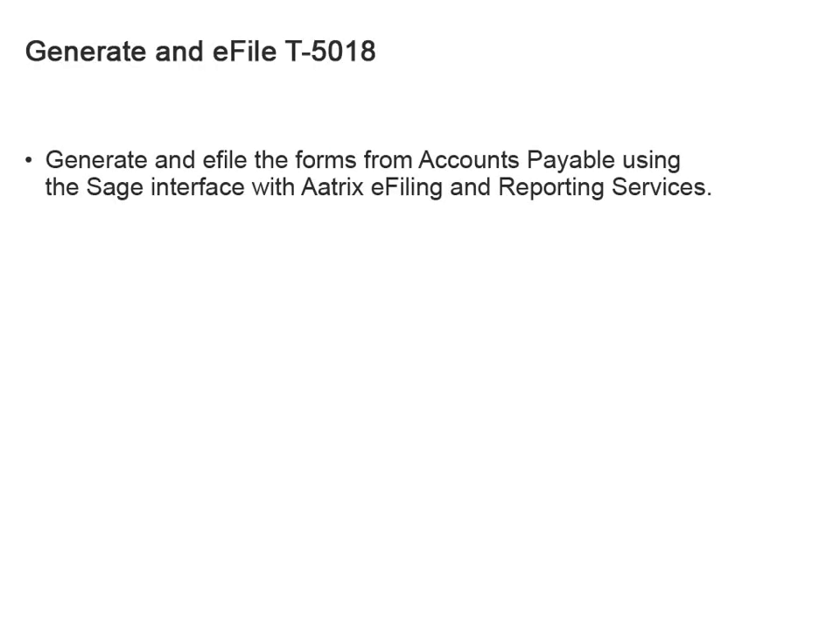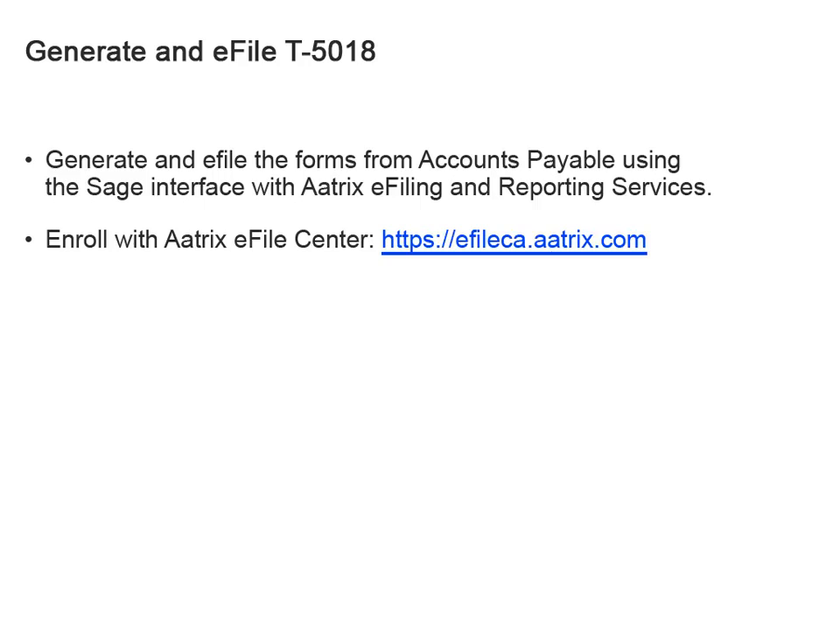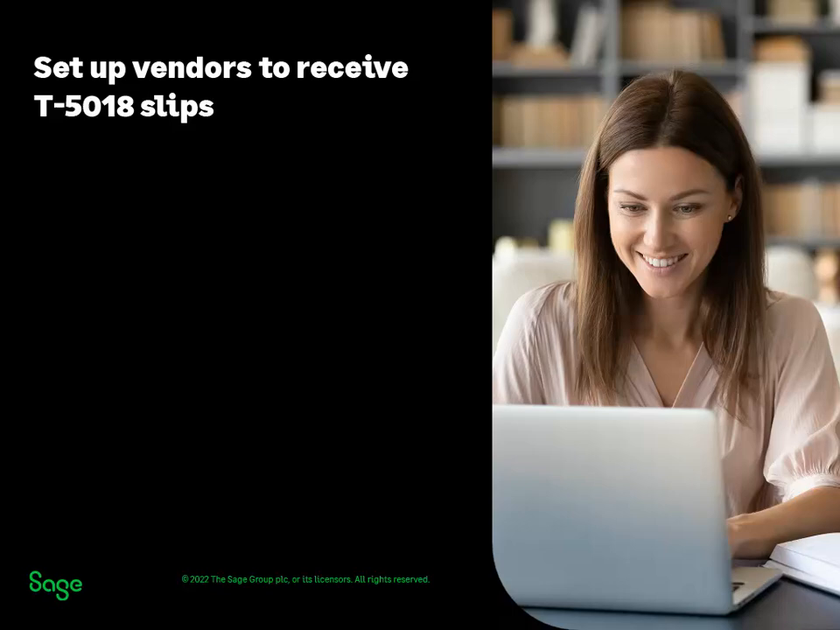Accounts payable lets you generate and e-file the T5018 summary and related slips through Atrix. You must be registered with them. You can enroll with the Atrix e-file center before generating the returns, or you can do so when you e-file with Atrix. Now, let's take a look at setting up your vendors so that the correct information is on the slips.